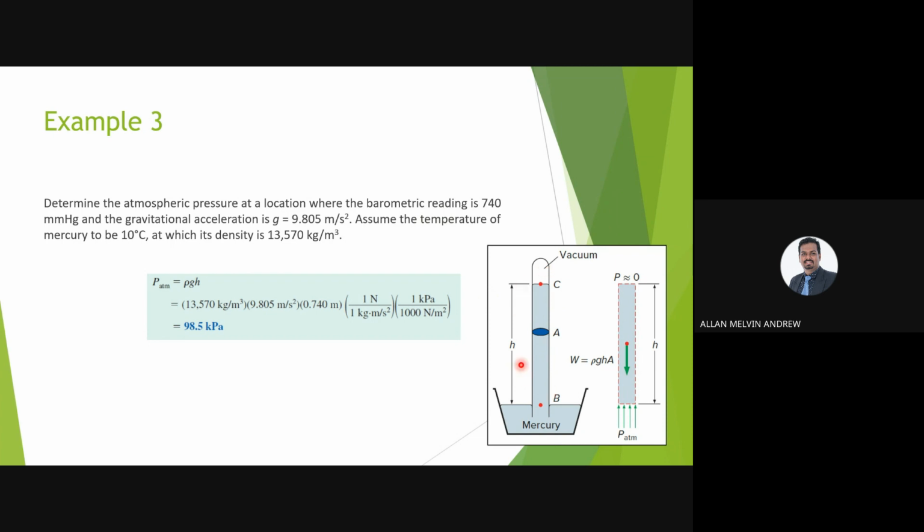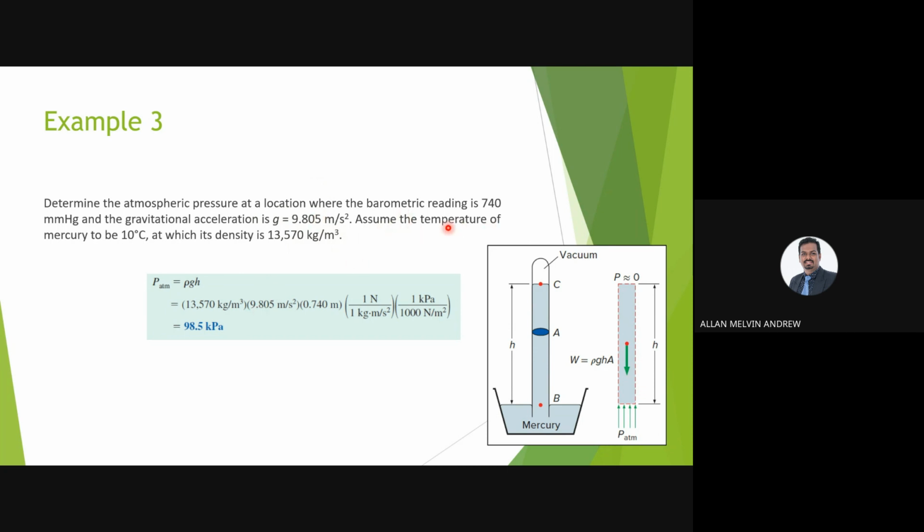So H is given as 740. The reading in the barometer will be in millimeter mercury, so you can convert this to millimeter, because it's a height. The gravitational acceleration is given. If the question gives a specific, more accurate gravitational value, like 9.805, you need to use this value. If it's not given in the question, you can assume 9.81. In this case, you need to use 9.805.